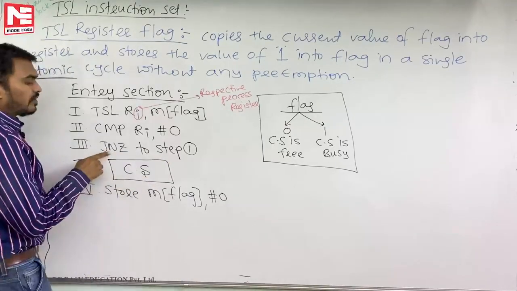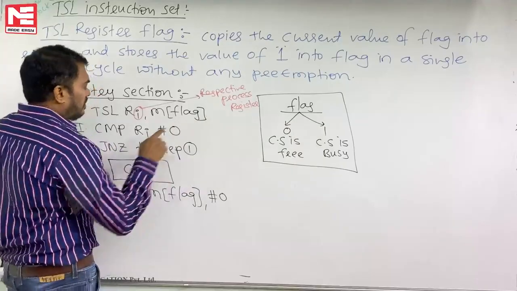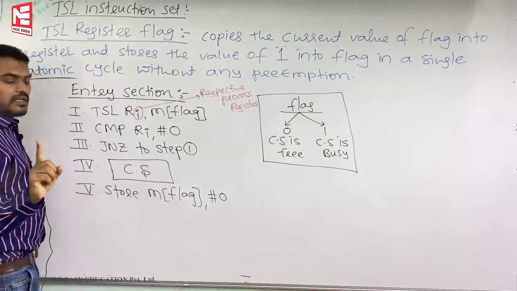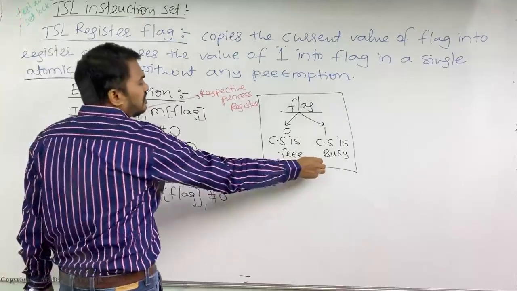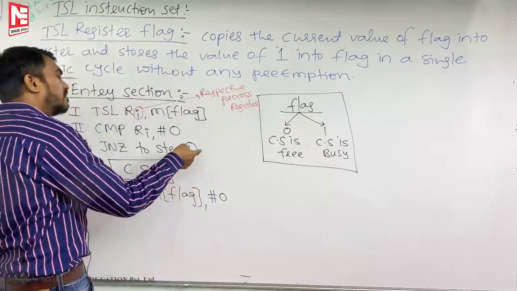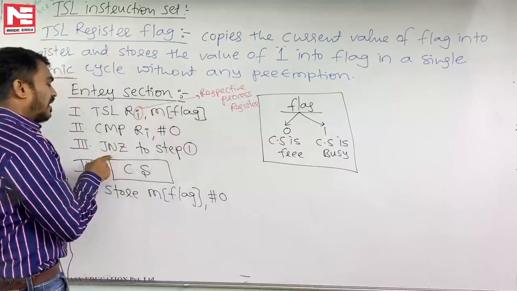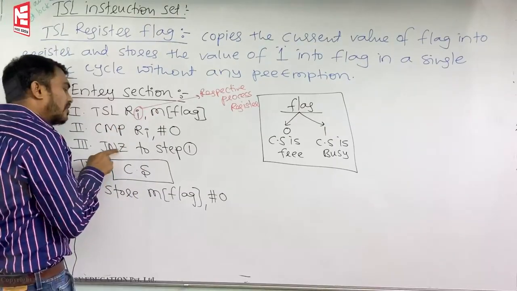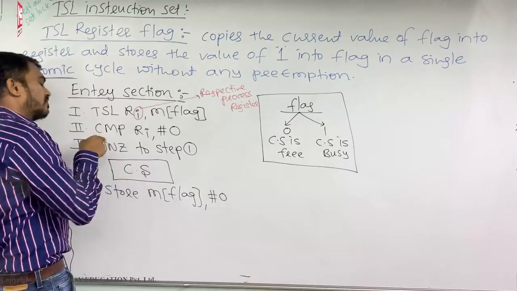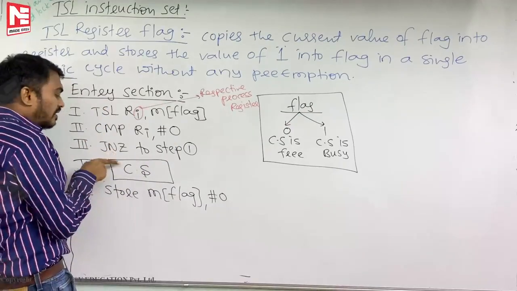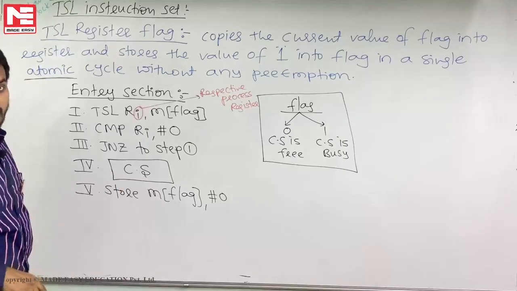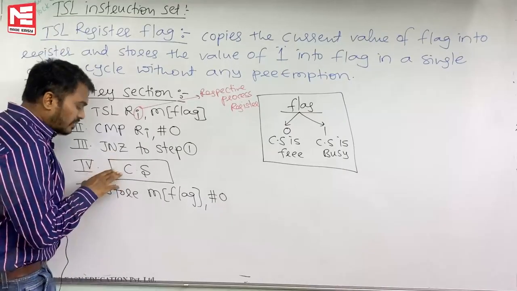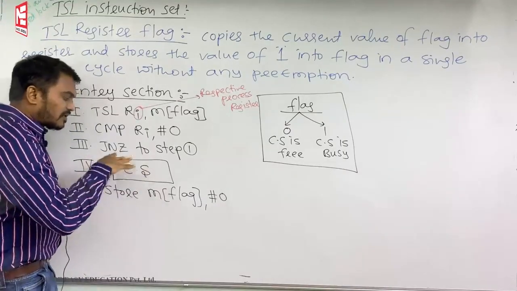If it is non-zero, then you jump to what? Step number 1. So non-zero means what? It is 1. So if it is 1, what does that mean? CS is busy. If it is busy, then you simply jump to step number 1. So if it is busy, non-zero, then what will it do? It will keep checking again and again, steps 1 2 3. If it is 0, then you will enter into what? Critical section. And then we'll enter into the critical section and make use of the shared resources and shared variables here.